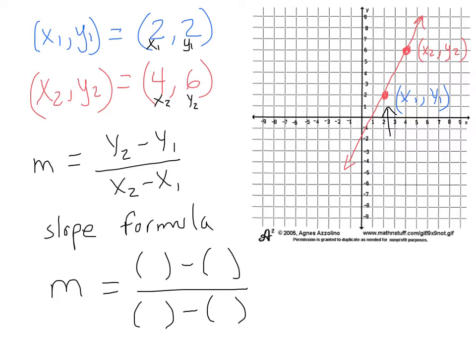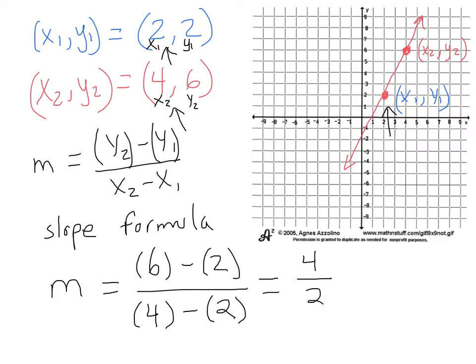I can look up top and see that the coordinate y2 is actually 6, so I can put in a 6. And the coordinate y1 is 2. Going back up top, x2 is 4, and x1 is this 2 here. Simple arithmetic says 6 minus 2 is 4, and on the bottom, 4 minus 2 is 2, so the slope is actually equal to 2.